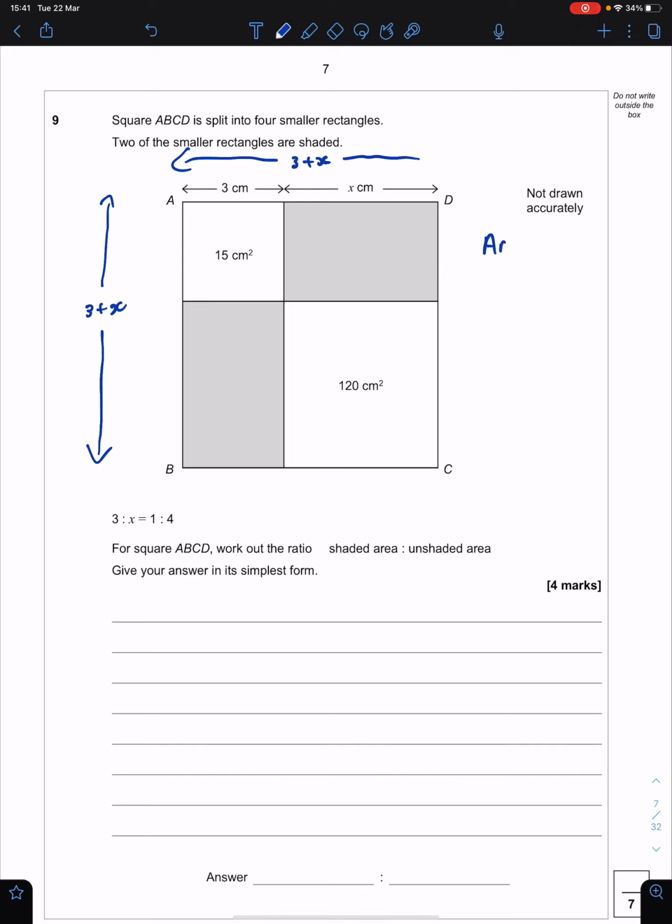So the area of ABCD equals, I'm going to write it as x plus 3 rather than 3 plus x. It's the same thing. X plus 3 times x plus 3, which is x squared plus 6x plus 9 when you expand and simplify. What else? We know the ratio of 3 to x is 1 to 4.